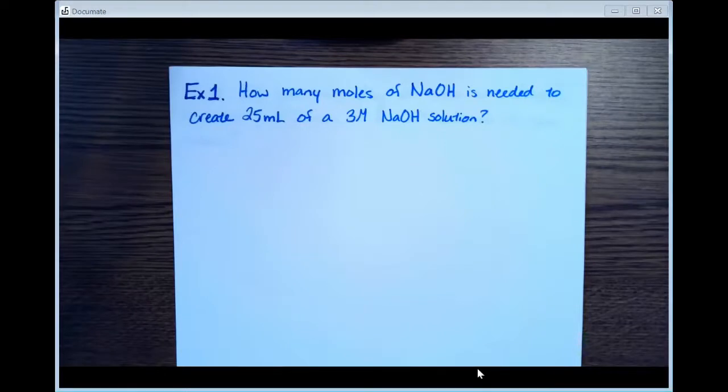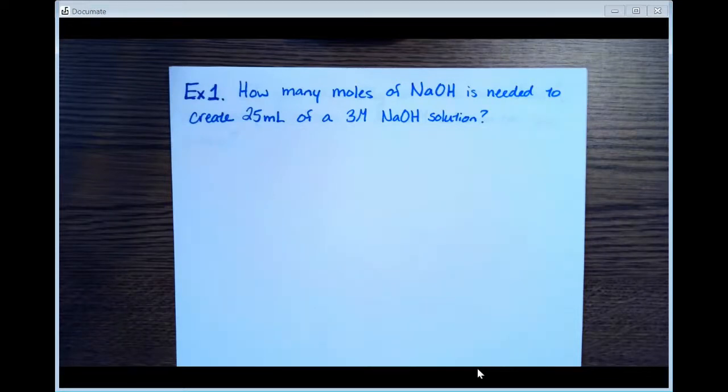Okay, so for our first problem, how many moles of sodium hydroxide is needed to create 25 milliliters of a 3 molar sodium hydroxide solution? Now, for these problems, you're going to use a factor label table. Even if you think you can get away with it another way, go ahead, try out the factor label table, because later on this year, we're going to build upon this idea. So I want to make sure you have a strong foundation.